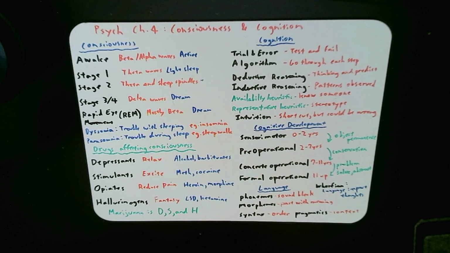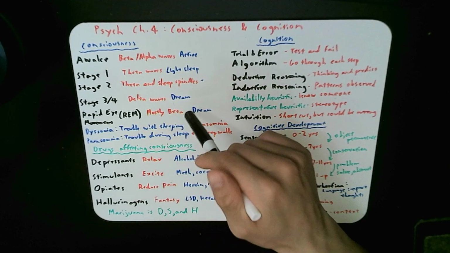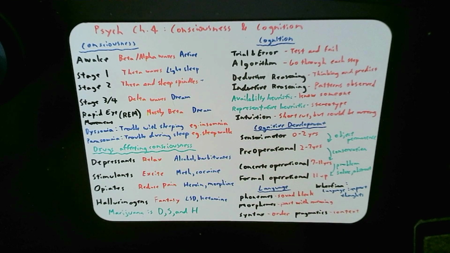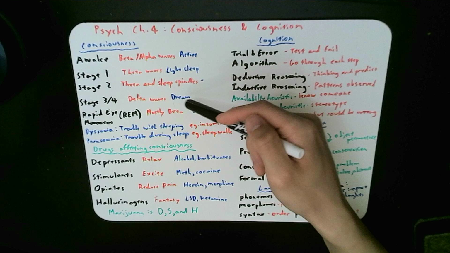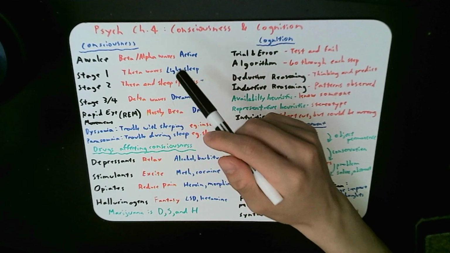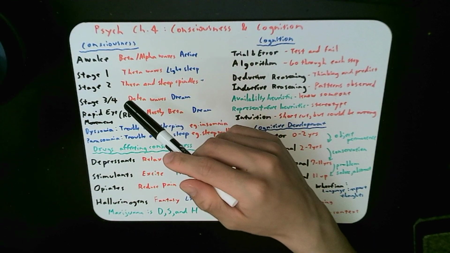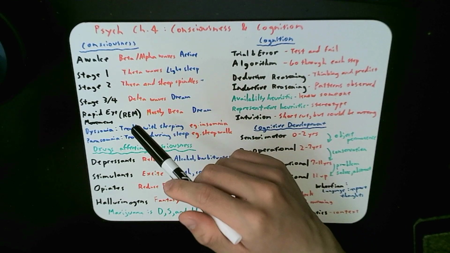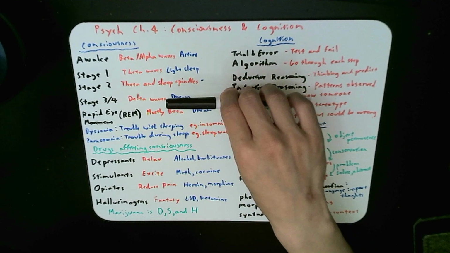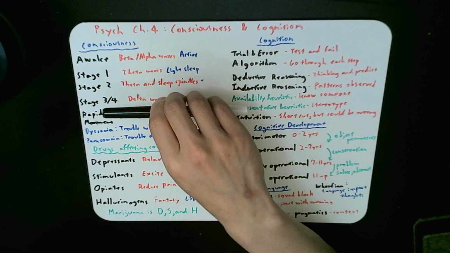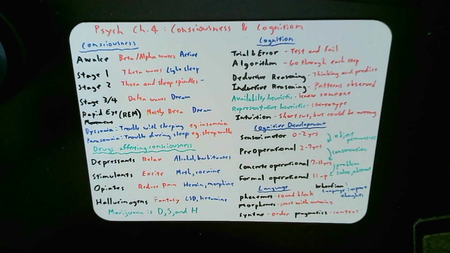In stage 3 and 4, it's pretty much super hard to wake up because you're undergoing delta waves and you're actively dreaming in this stage. During this stage, you also think about different facts and declarative memory in your head, and that's when dreams start to occur. Delta waves are more regular, and dreaming occurs in this stage.